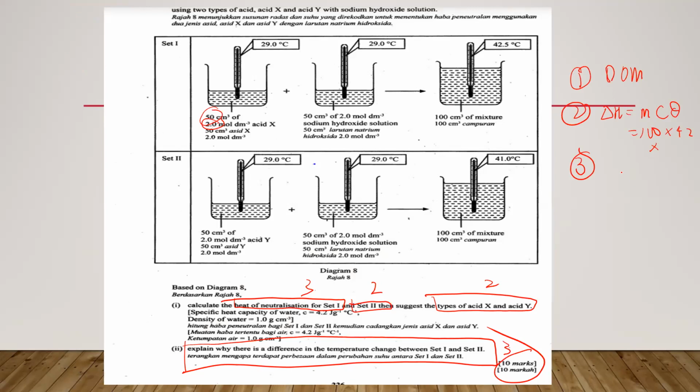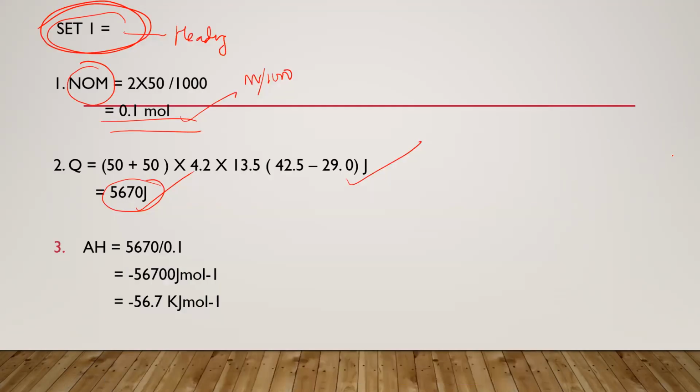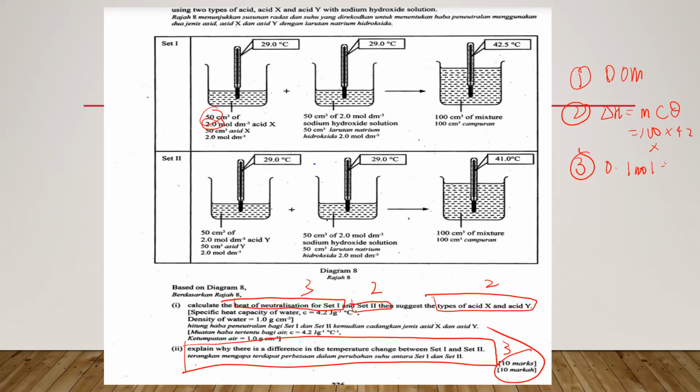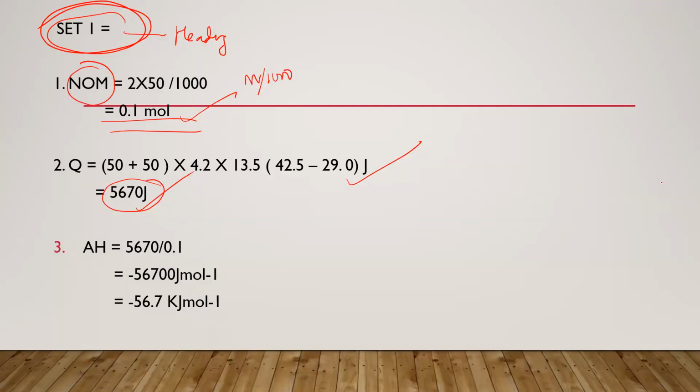I think we divide it with the number of moles. Okay, yeah. So if you know that 0.1 mole gives me 5670 joules, therefore 1 mole gives me how much? Remember, whenever you see the word heat of neutralization, it is for 1 mole. So then we are going to darab silang. 5670 divided by 0.1. Yes, this will be your answer at the end of the day.